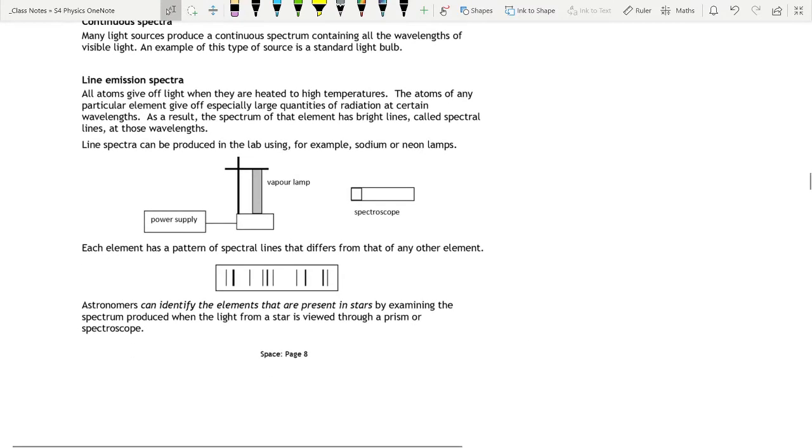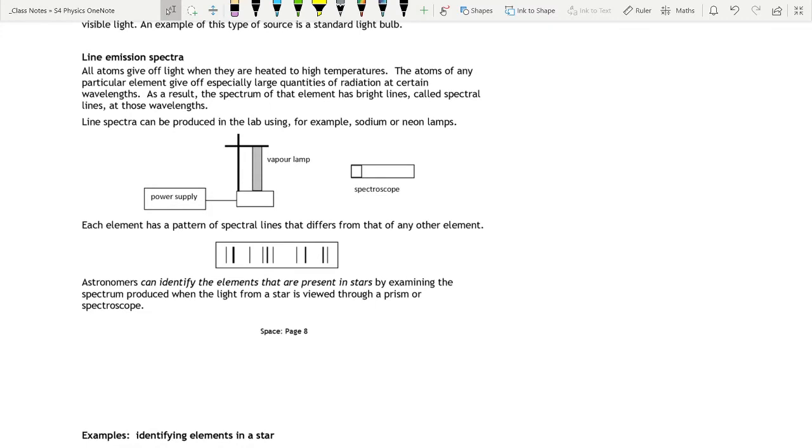And we're going to look at some of those in a second. You'll see those sort of things that are around the room. Each element has a very specific pattern of spectral lines that differs from other elements. So each element has its own specific pattern of bright coloured lines.